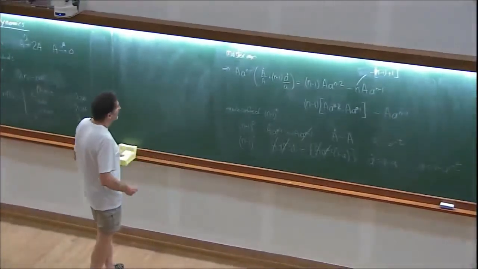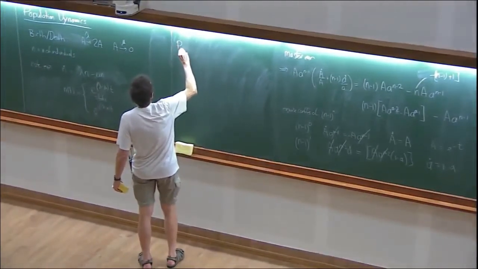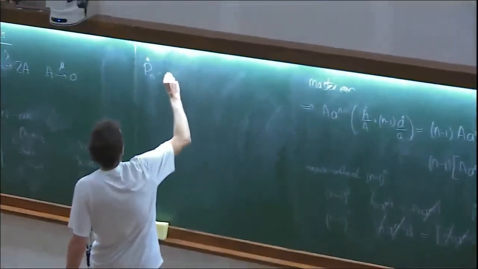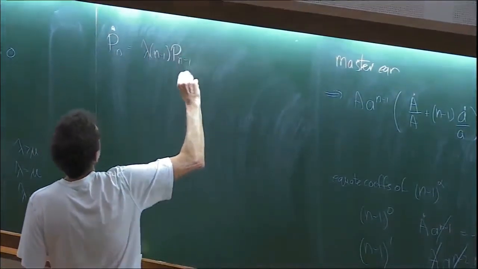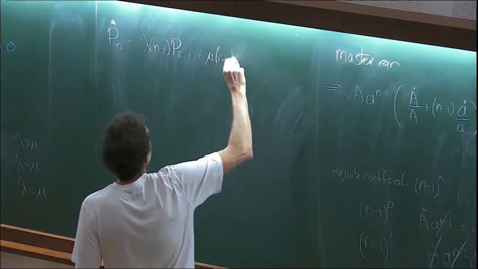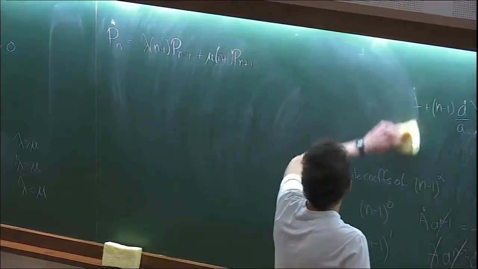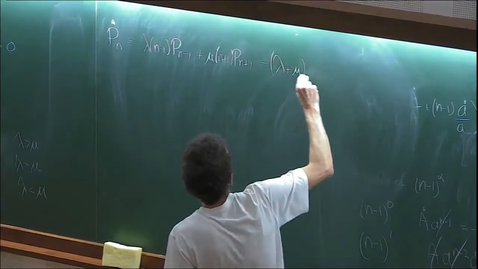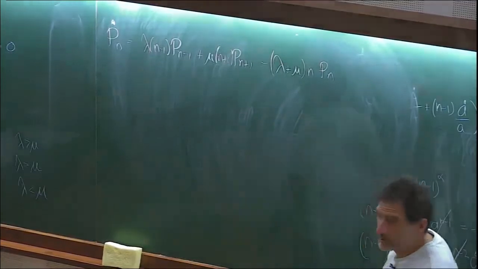So, once again, let's write down the master equation for the probability distribution, P_n dot. It's going to be equal to lambda (n minus 1) P_(n minus 1), plus mu (n plus 1) P_(n plus 1), minus (lambda plus mu) n P_n. So that's what we want to solve.